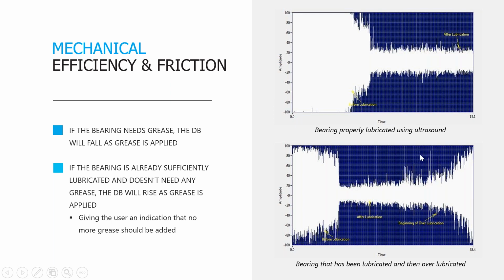So again, when we start to over lubricate that bearing, that in turn creates more pressure and friction inside the bearing housing, and therefore more noise. So they over lubricated this bearing for sure. So if we're ever applying grease and the decibel level starts to increase, we need to stop applying grease. So the move here is more towards condition-based lubrication rather than just simply basing it off of timed lubrication intervals.